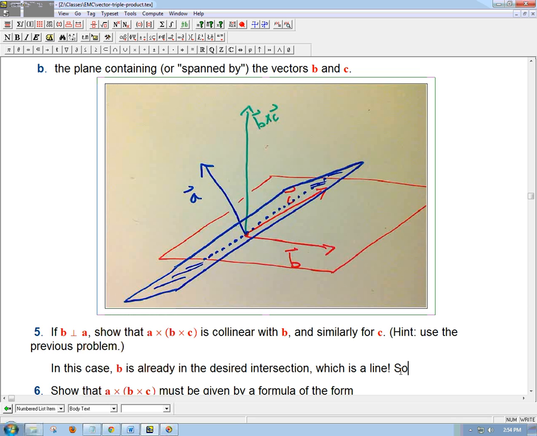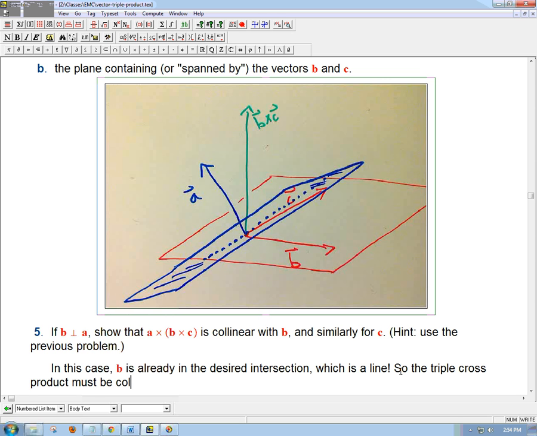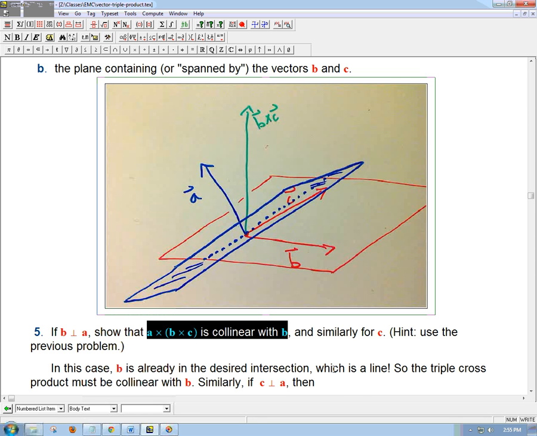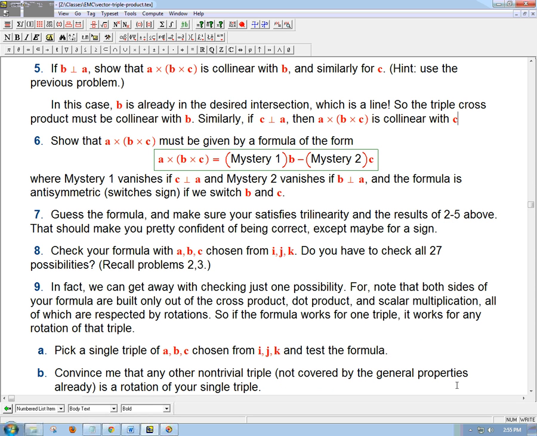Okay, so the triple cross product must be collinear with B. And of course similarly, if C is perpendicular to A, then this is collinear with C. Just to make sure we are clear what that means, A cross B cross C is collinear with C. Okay, that's really, really powerful.